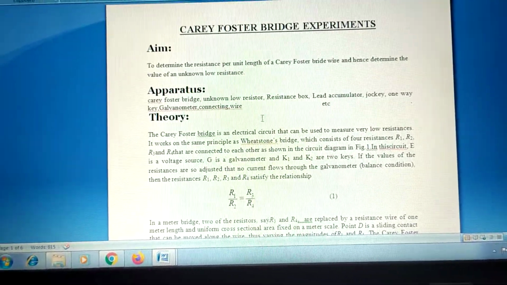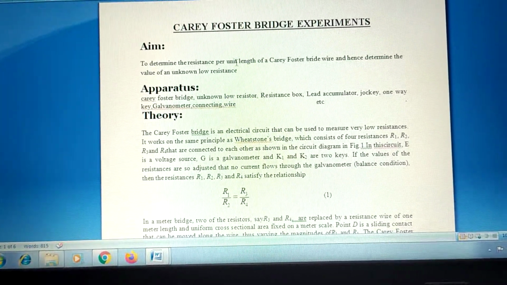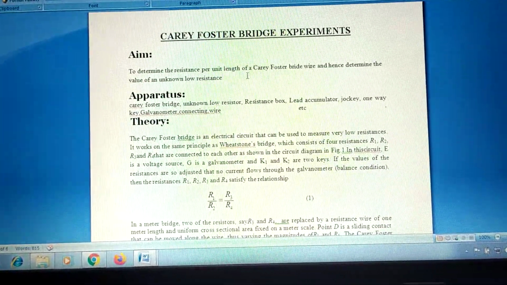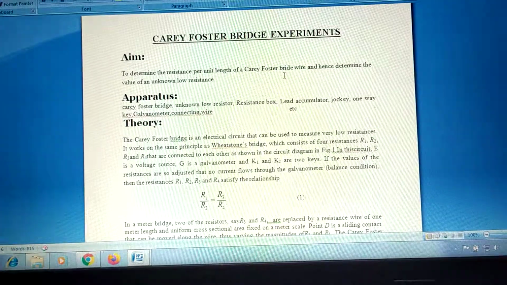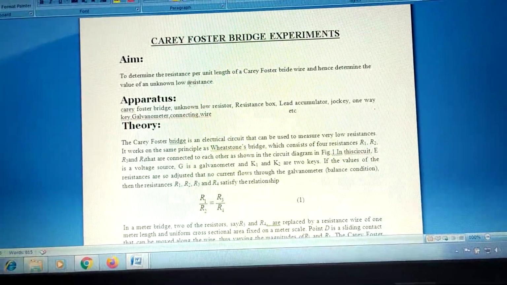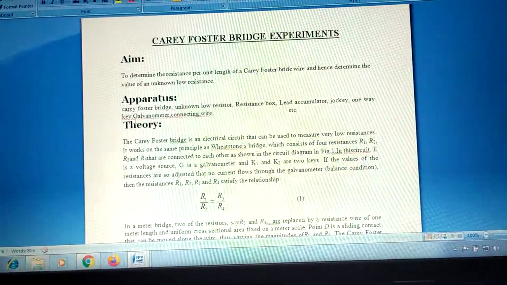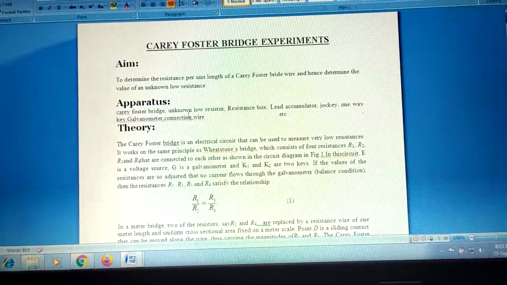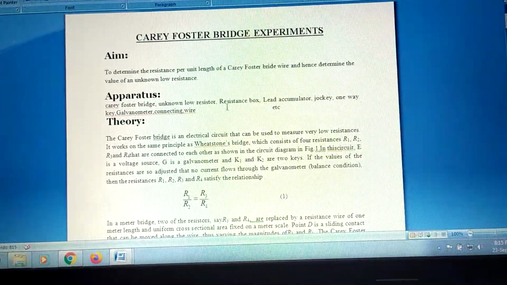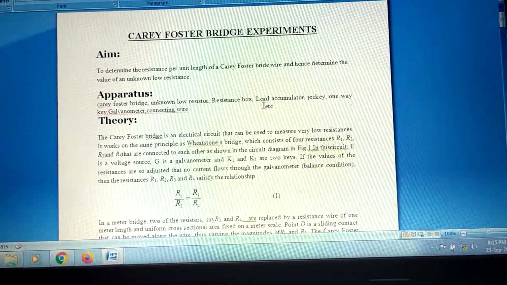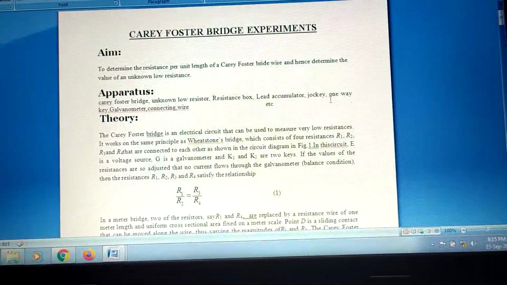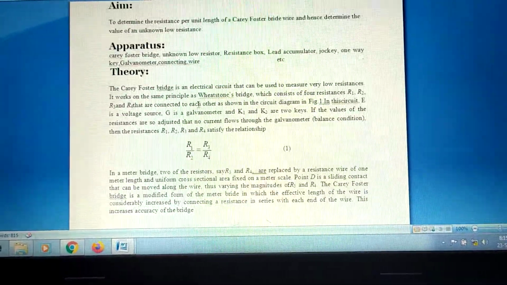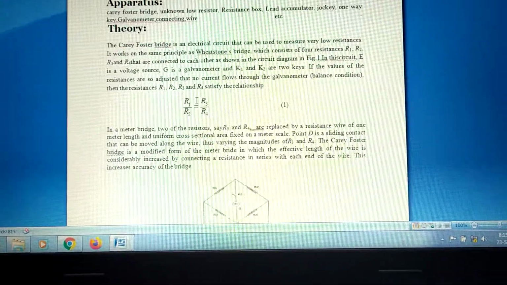Hello students, today I am going to discuss the Carey-Foster-Bridge experiment. The aim of the experiment is to determine the resistance per unit length of the Carey-Foster-Bridge wire and to determine a very low unknown resistance. The apparatus we have to use are the Carey-Foster-Bridge, an unknown low resistance box, a lead commutator, the jockey, a one-way key, a galvanometer, and the connecting wire. The Carey-Foster-Bridge is based on the Wheatstone-Bridge principle.